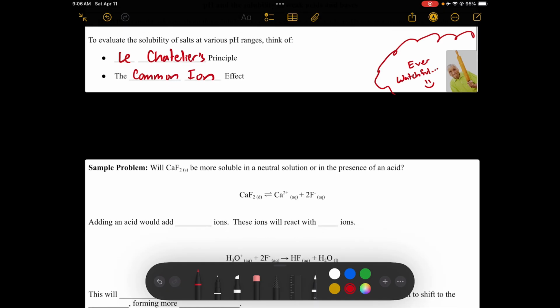Will calcium fluoride be more soluble in a neutral solution, so that's pure water, or in the presence of an acid? All right, so an acid is very general. It doesn't tell you what specific acid. So we're not actually looking at the common ion effect here because we don't know what the acid is. Instead, we're going to pay attention to Le Chatelier's principle.